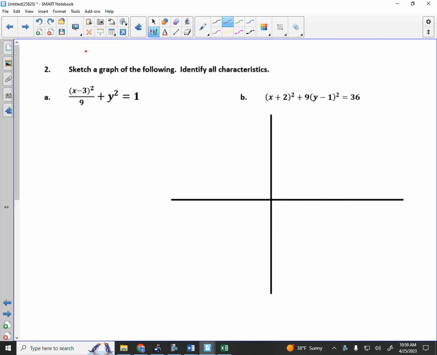All right, one more example. We're not going to do letter B. We're going to choose letter A instead. So how is letter A different from the other ones we've done? Yeah, the center is going to be shifted. What is the center? Yeah, it's shifted to the right 3. So the center is now 3, 0.